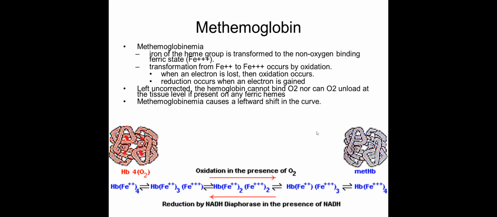And what does oxidation mean? When an electron is lost, then oxidation occurs. Reduction is the opposite. This occurs when an electron is gained. If we don't figure out what's causing the methemoglobin or fix it, then this actually can cause severe hypoxia because the tissue is not getting the oxygen, because the hemoglobin cannot release the oxygen that's bound to it, causing a significant leftward shift.